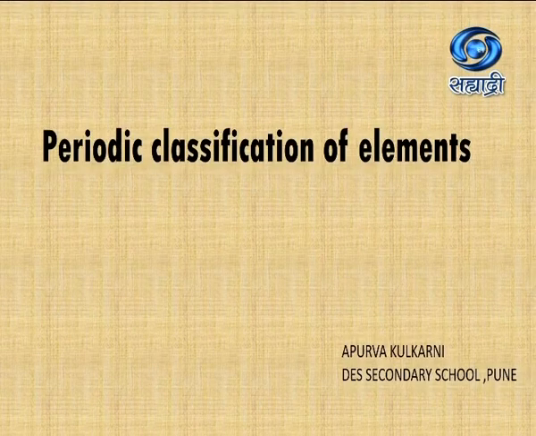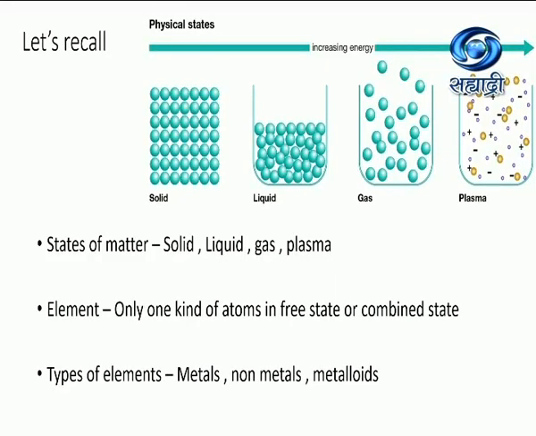To learn in more detail about periodic classification of elements, we must recall something which we have learnt already in previous classes. So let's recall. Children, all of you know there are states of matter which you have learnt. Those are solid, liquid, gases. Plasma state is also there. In solids, molecules are very close to each other. In liquid, the distance between molecules is more as compared to solid. In gases, the distance is more.